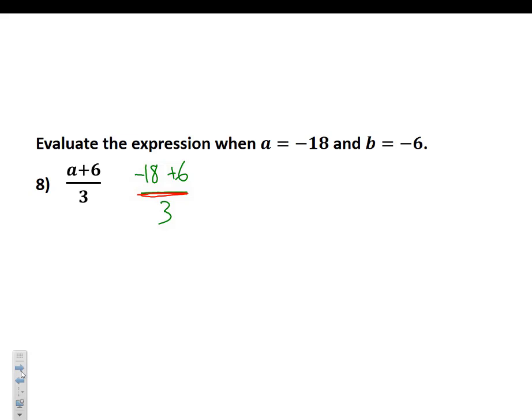So negative 18 plus 6, I'm adding. The signs are different, so I need to subtract. 18 minus 6, that is 12. And of course the 18 is greater than the 6, so the absolute value of negative 18 would be greater than the absolute value of 6, which means my answer is negative 12, and I'm still dividing by 3. And now I'm dividing, and I have opposite or different signs, so I know my answer is negative, and then of course 12 divided by 3 is 4.